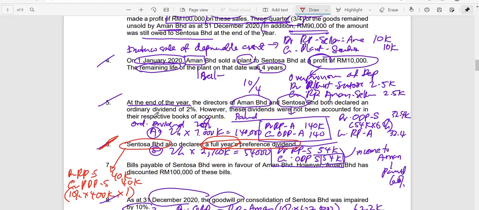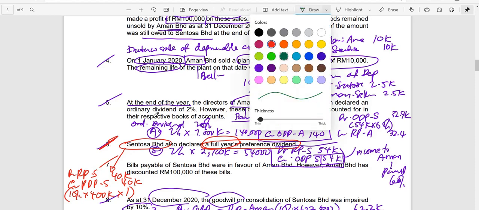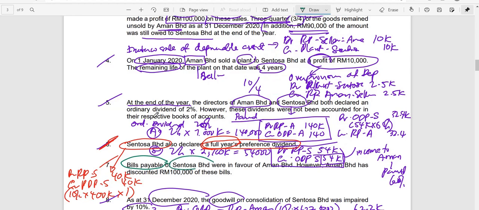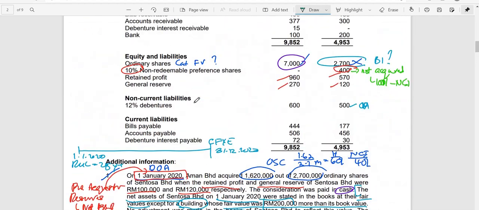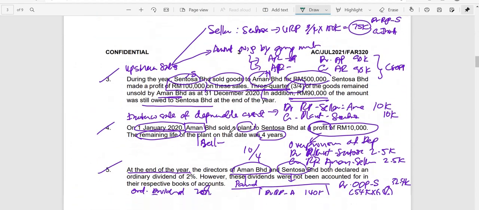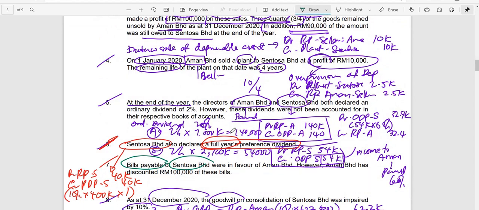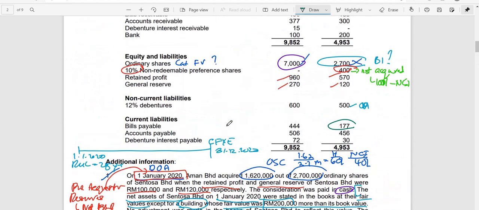So we have done all the adjustments except for number 7. Number 7 would be the one related to bills payable of Sentosa. If you look at bills payable of Sentosa, you will see it was 177, and if you check here, you are informed Aman has discounted 100,000 of the bills. So your point is to look at what is the undiscounted bill. So discounted is 100, meaning that undiscounted is the remaining 77. So our consolidation adjustment will be based on this.